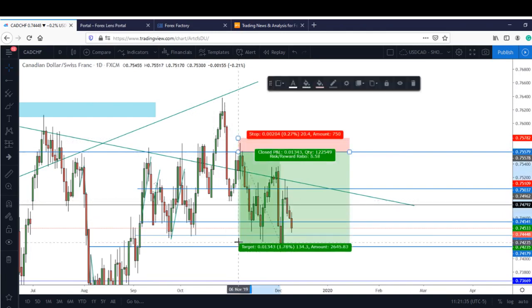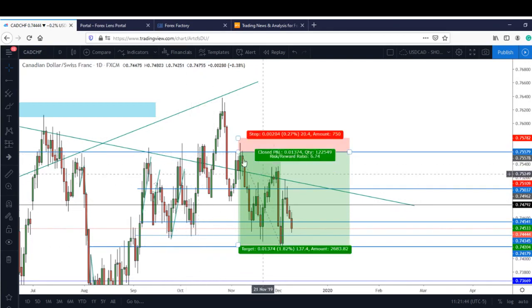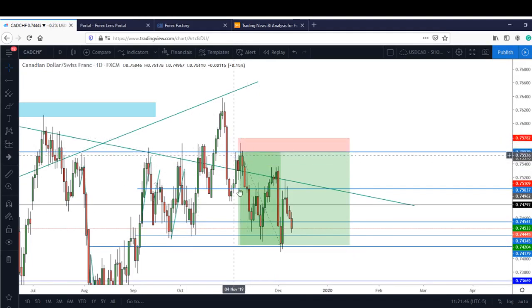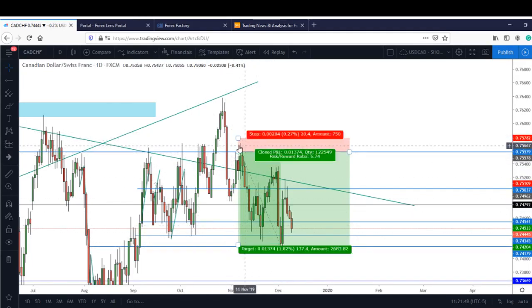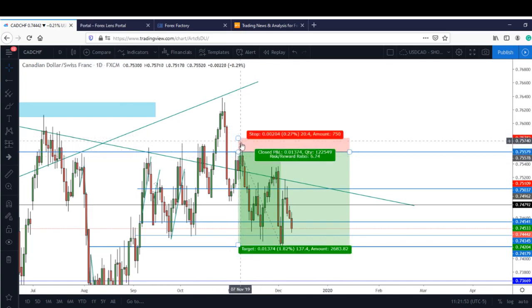Our target would be one of these daily support levels. We're going from a daily resistance to an overall target of a daily support, and you can see that trade idea play out nicely. So that's how you keep your stop loss without getting hurt by any wicks.